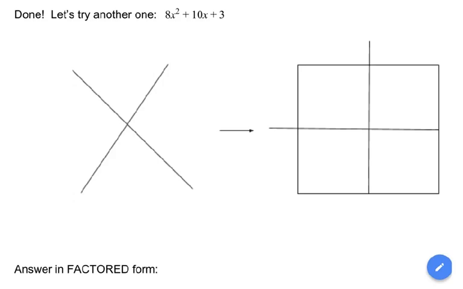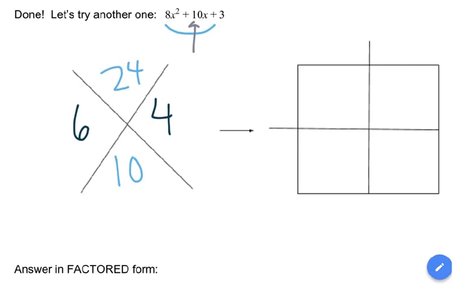So let's try one more. We have 8x squared plus 10x plus 3. Alrighty, so start with the diamond. On the top, we take 8 times 3, which gives us 24. And on the bottom, we get 10 from our B value right there. And we need to multiply to 24, add to 10. So we find that it is 6 and 4. Okay, now here's the new part, the box.